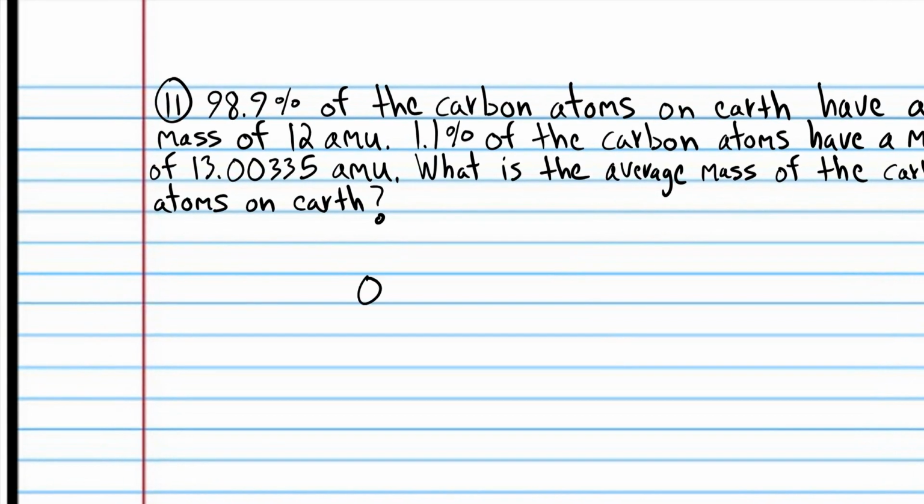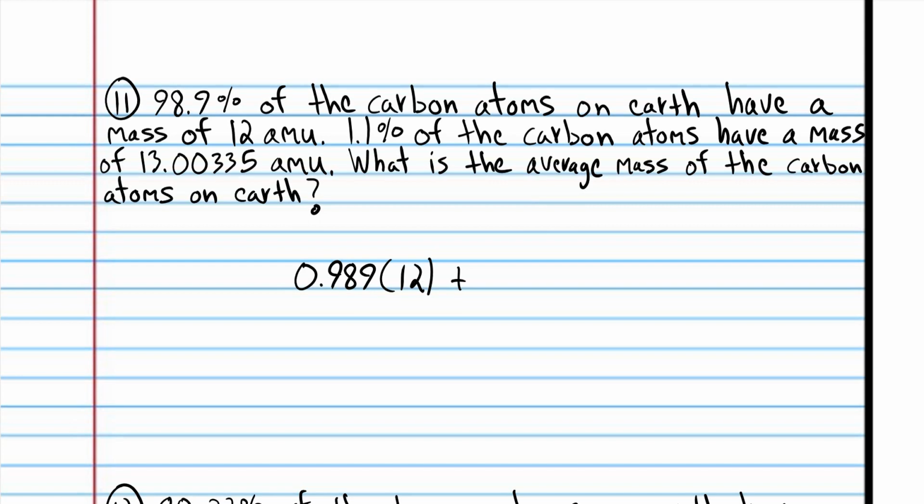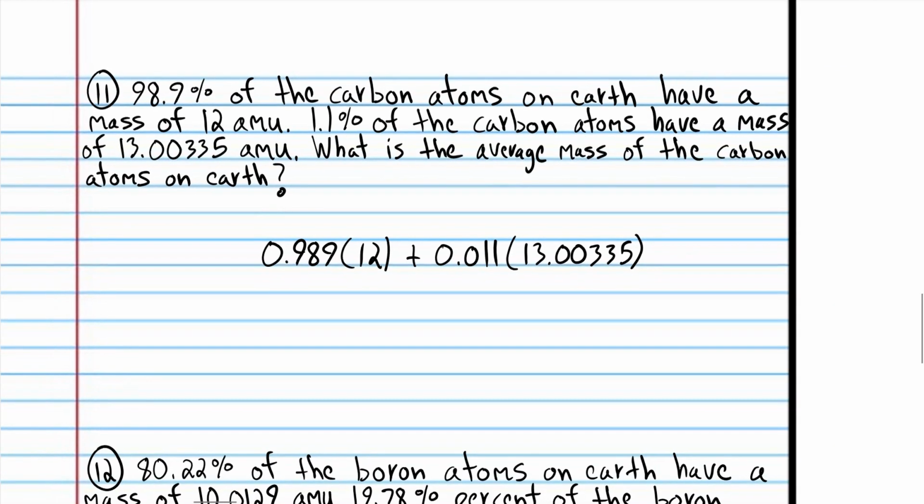So here's what we're going to do. We're going to take that percent and change it to a decimal, and then we're going to multiply by 12. We're then going to change the other percent to a decimal and multiply by 13.00335. And that's your answer. So chemistry textbooks will give you this calculation here, and they'll say, well, that's the average atomic mass. The problem is they won't explain what we just did there.